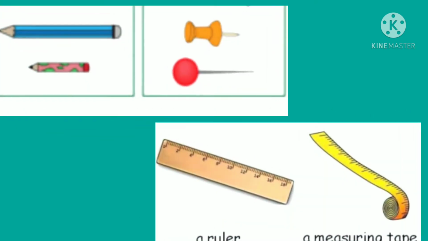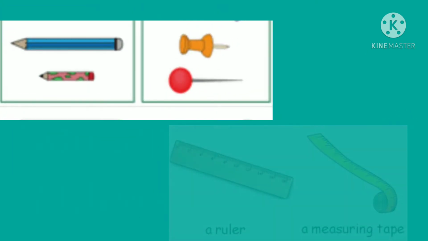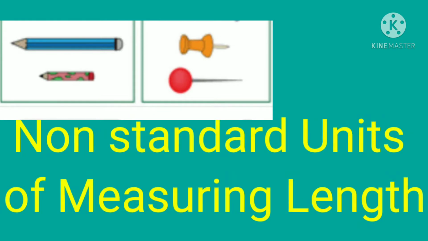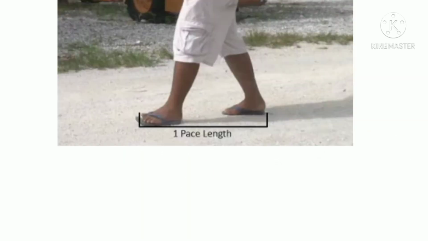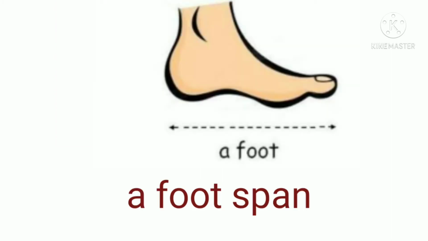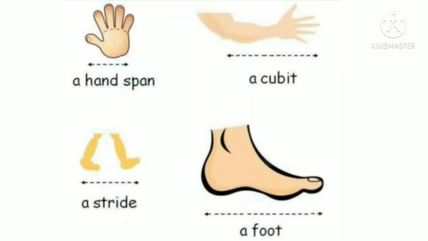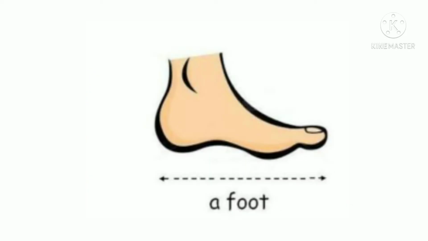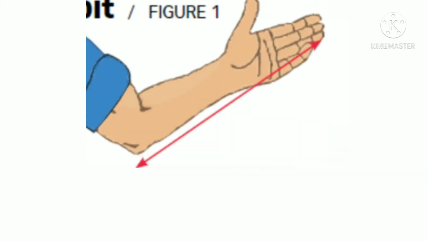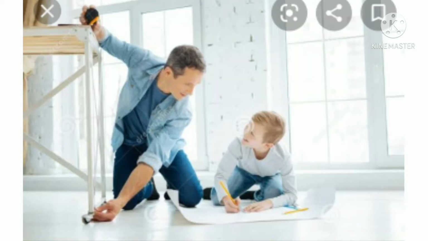There are two different types of units to measure length. One is non-standard units of measuring length. Examples are handspan, palm, cubit, pace and foot span, which can be used to measure length. These are called non-standard units of measuring length because the size of a handspan, palm, pace and foot span differs from one person to another. Measure the length of the table at your home in handspans.